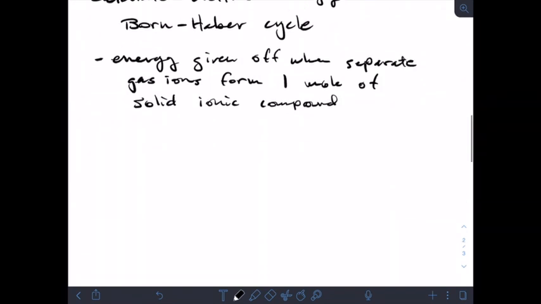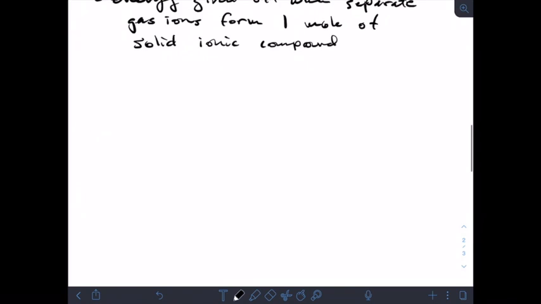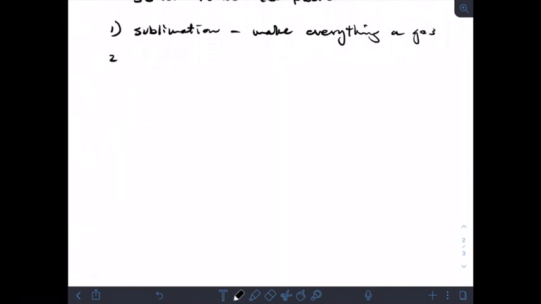Okay, so the way this works is that there are steps. Okay, so I'm gonna write down the steps, and then we'll go through the steps. So step 1 is sublimation. Okay, we want to make everything a gas. Okay, step 2 is atomization. We need to make everything a single atom.